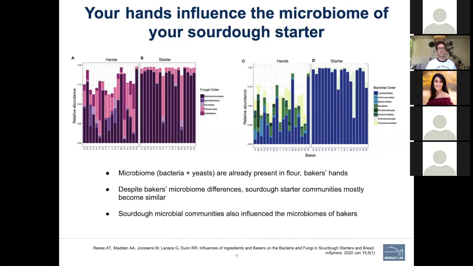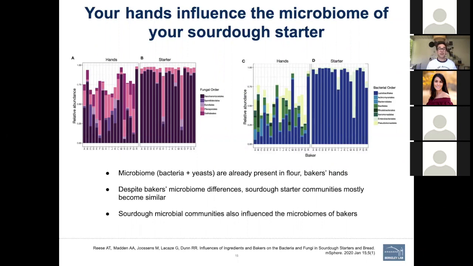And it's interesting to see that although the hand microbiome composition of fungi is quite diverse on the individual bakers, it mostly turns into the same profile of organisms when the starter is allowed to sit for a while. So that's kind of neat. Despite bakers' microbiome differences, the sourdough communities mostly become similar. And just on the right is the same thing, but with the bacteria shown instead of the fungi.